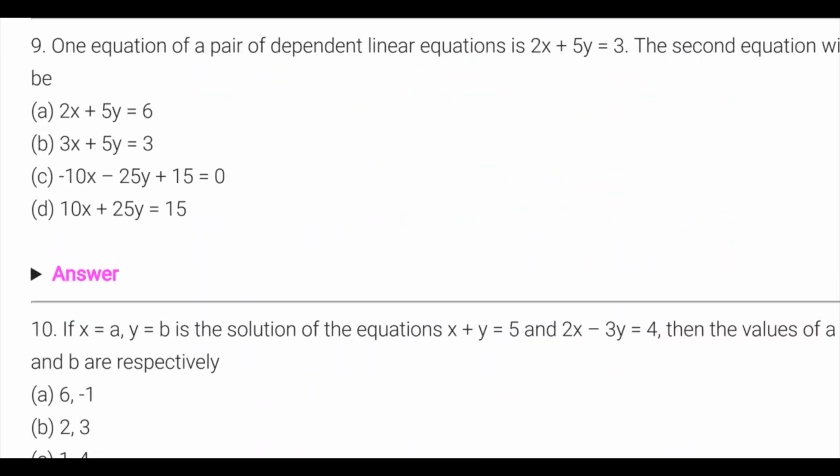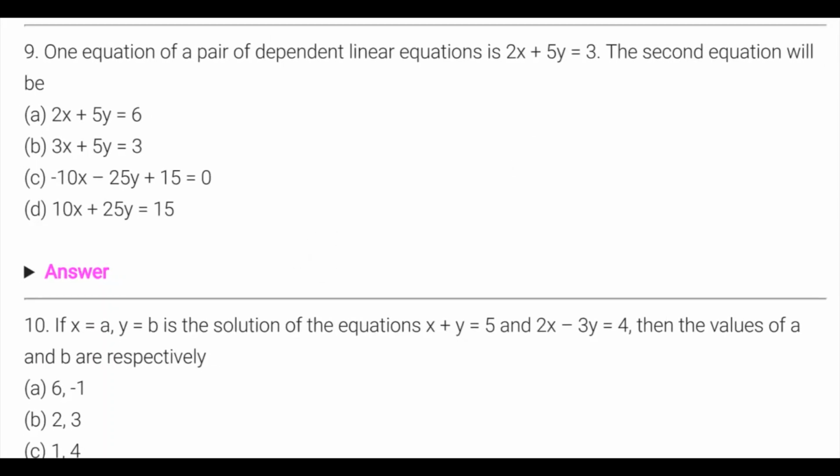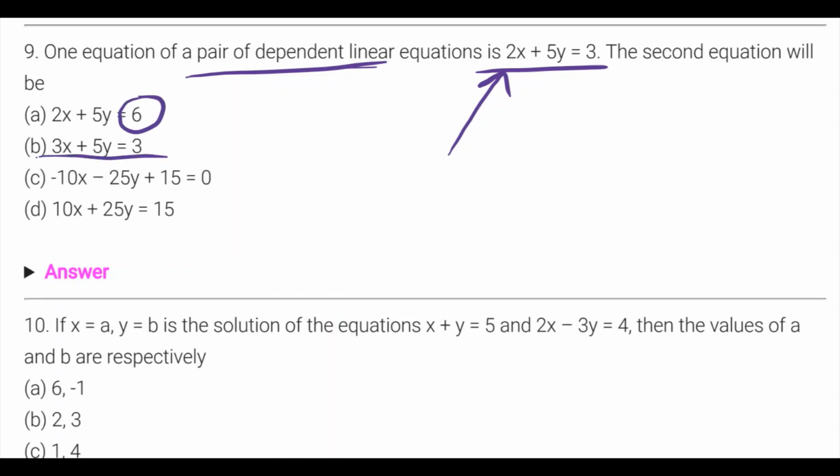Ninth question. One equation of a pair of dependent linear equations is 2x plus 5y equals 3. The second equation will be... so the equation is 2x plus 5y equals 3. So for this equation we need to multiply a constant k. The first option, the constant was changed, which is 6, and the second option is completely different, and option C is minus 10x minus 25y plus 15 equals 0.